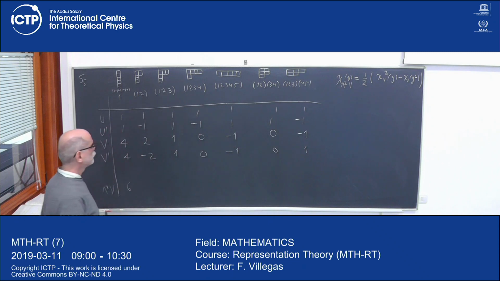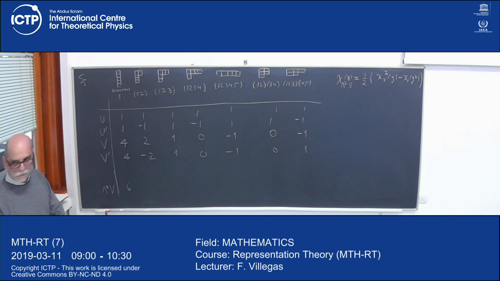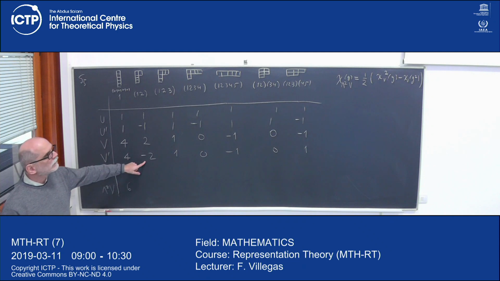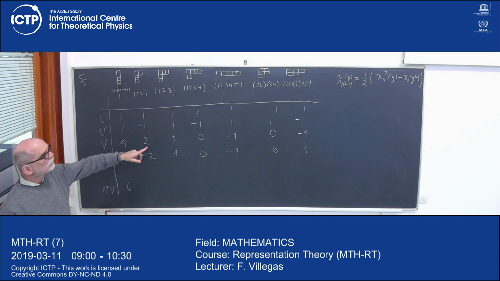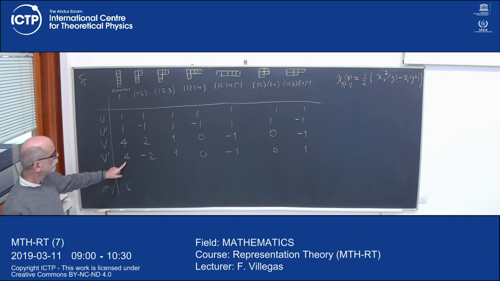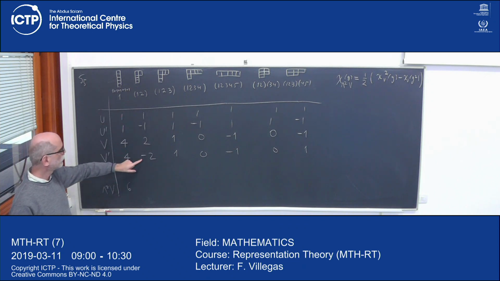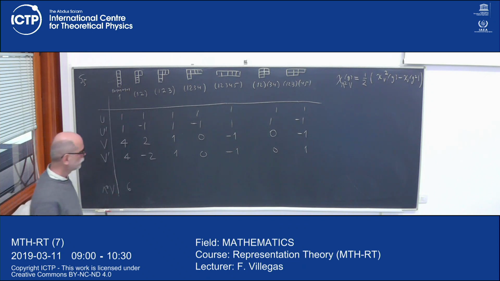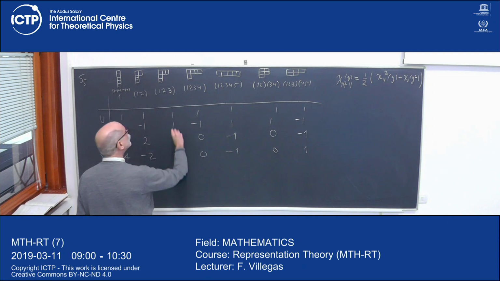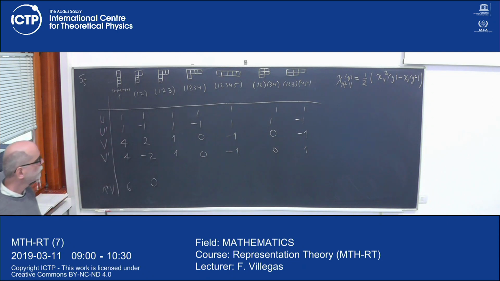How about the rest? What's the value for the transposition? So the value of the character is -2, square is 4, and now we have to subtract the value at the square of the element, which is the identity, so we get 4 minus 4 is 0. How about a 3 cycle?